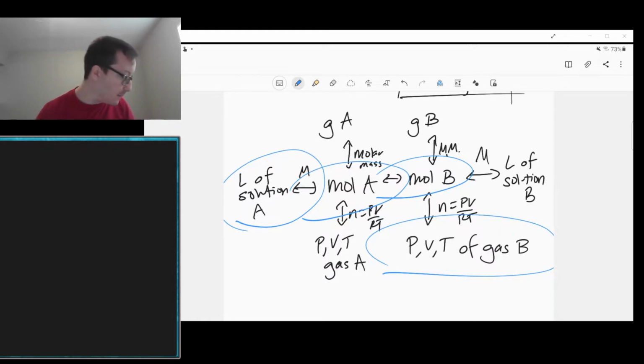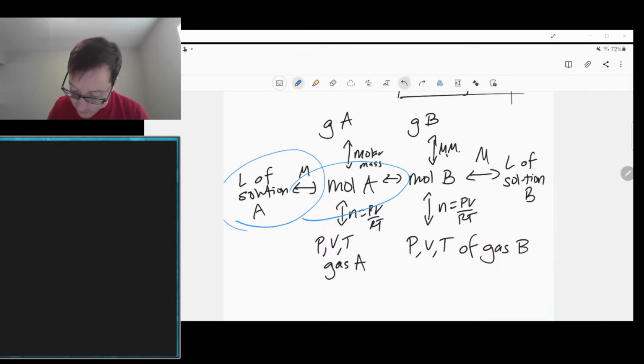And remember, it simplifies the ideal gas law if you have it at STP, but you can always do the gas law. And then on the other side, I can get my answer in grams, liters of solution, or atmospheres, liters, or Kelvin of a gas. So I can go anywhere I want in this sort of graph here.